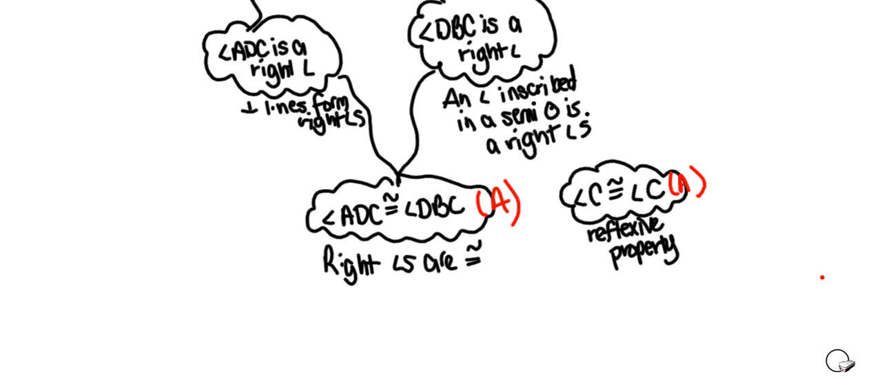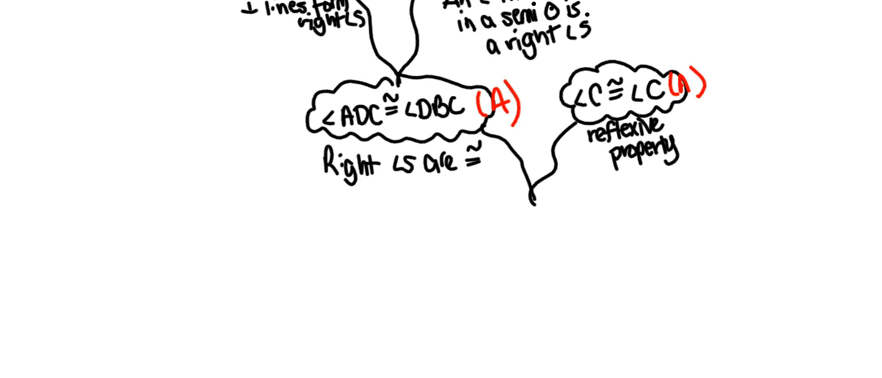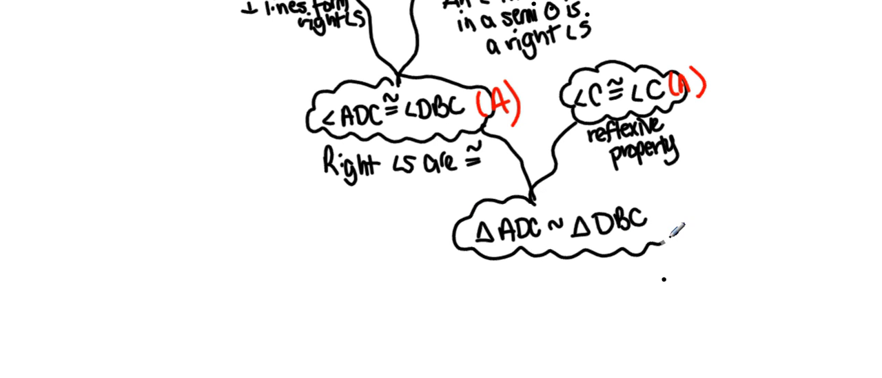Now that I've got my two pairs of congruent angles, I'm all set to say that my triangles are similar to each other. Like the first proof that I wrote, when I name these two similar triangles, I'm going to be very careful to match up their corresponding angles. So triangle ADC is similar to triangle DBC. That's angle, angle similarity.